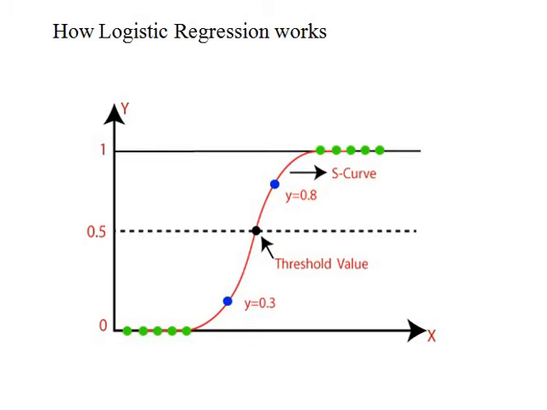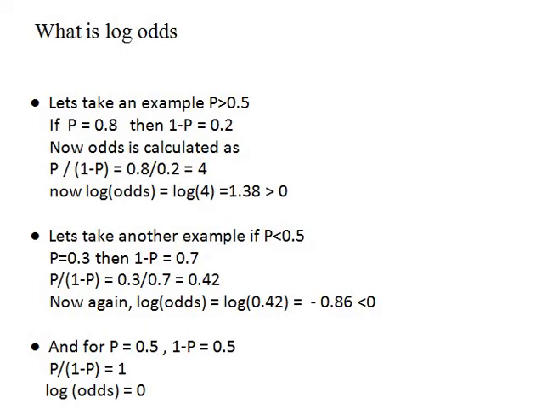Logistic regression uses log odds to classify the data points. What is log odds? Let's see what log odds is. Log odds is calculated using our probability P. Let's see how it is calculated. Here, let's see an example.